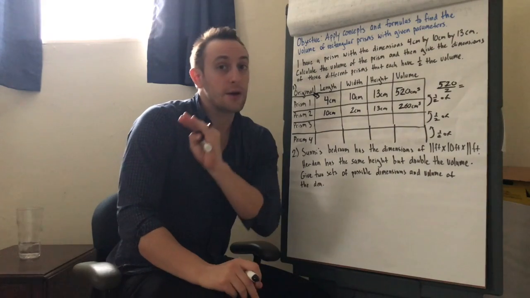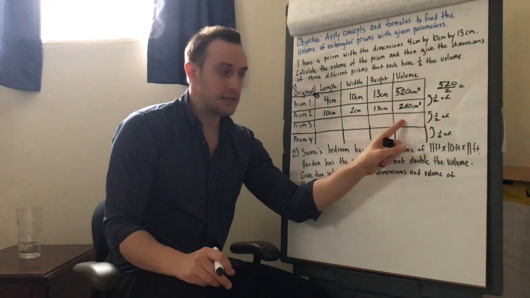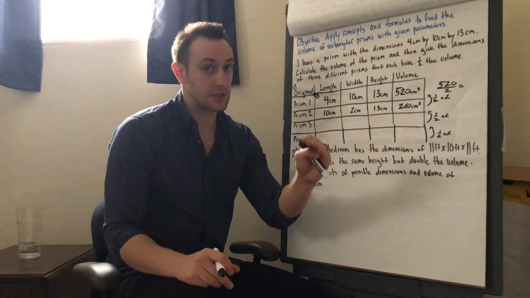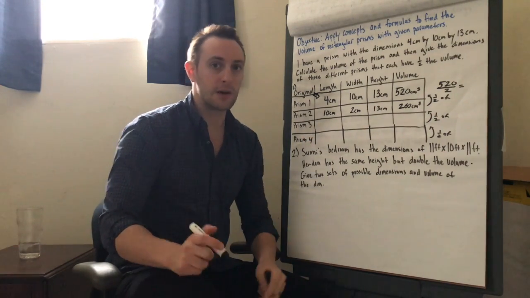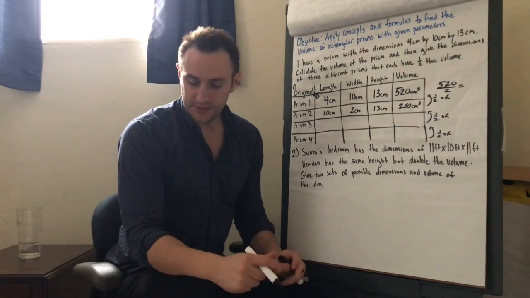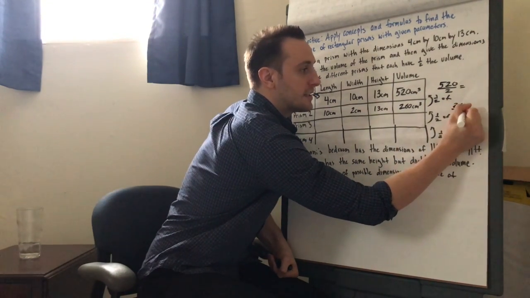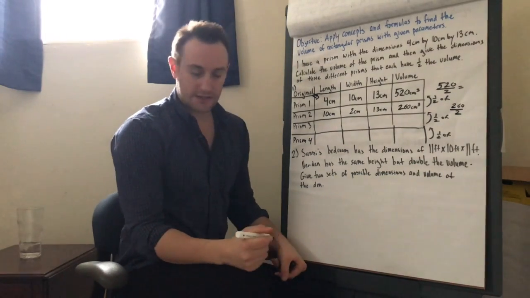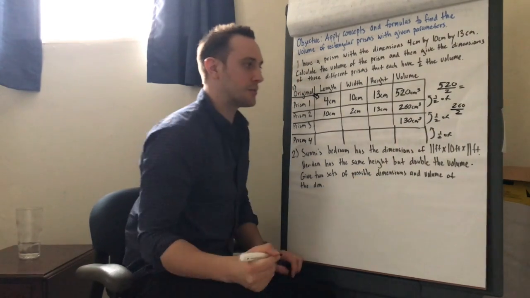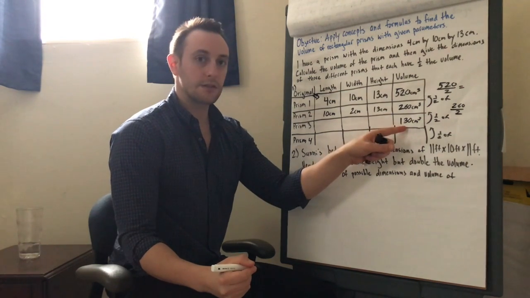Now you're going to try and find this one. Pause the video here. Give me the volume, so half of 260, and give me the dimensions. See if you can figure that out, because I'm going to come back to this and we're going to do it together. Pause the video now. And you're back. Half of 260 is 260 divided by 2, which gives you 130 centimeters cubed.